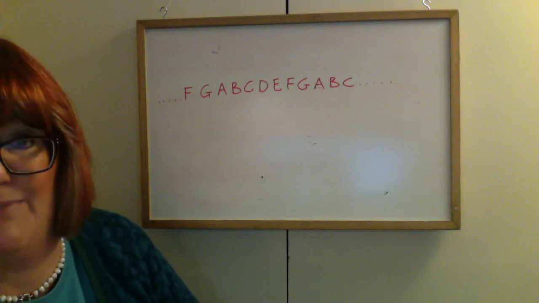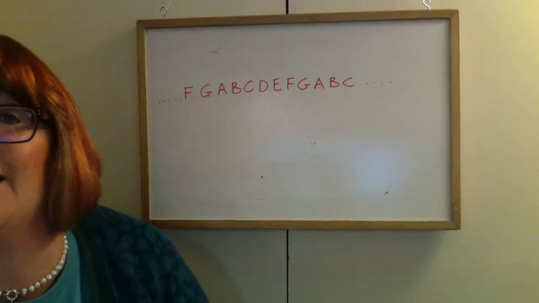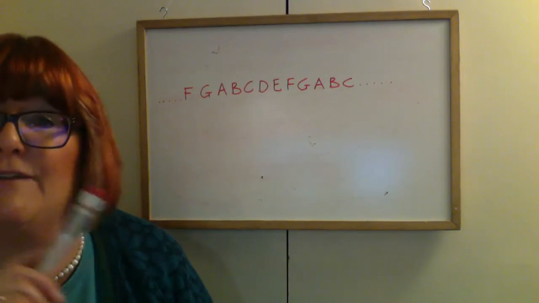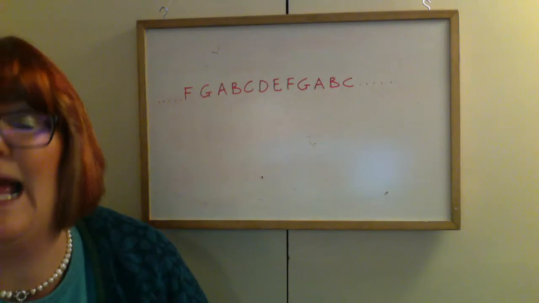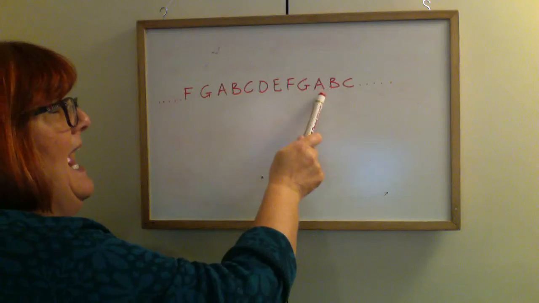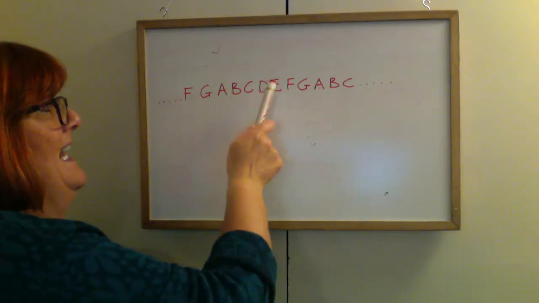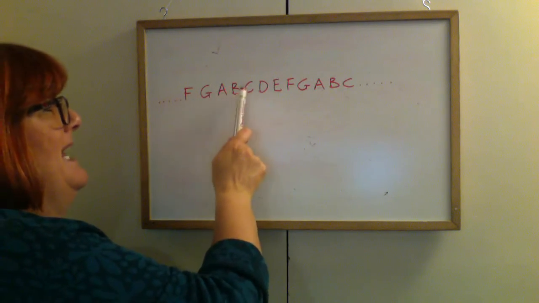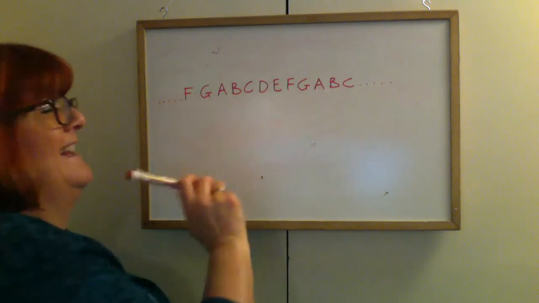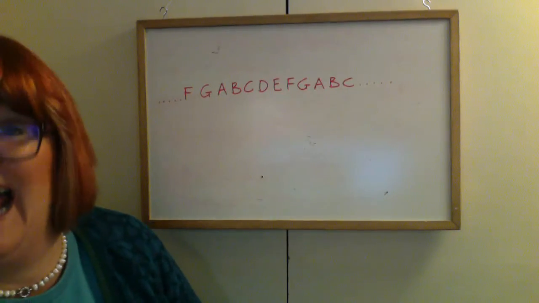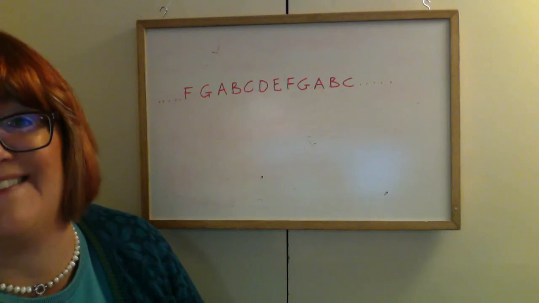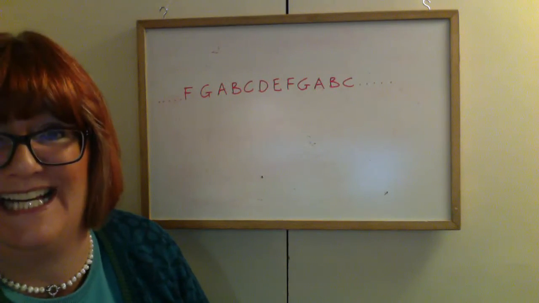So they're all capitals. So let's just sing our musical alphabet again, remembering that when we get to G, we have to stop and go back to A again. A, B, C, D, E, F, G. A, B, C, D, E, F, G. A, B, C, D, E, F, G.